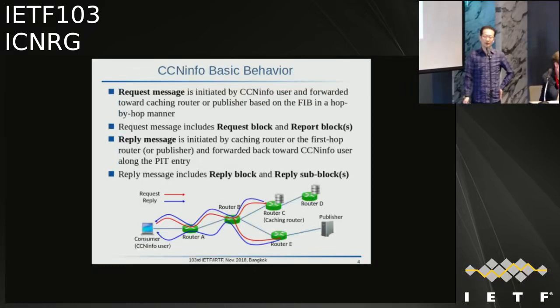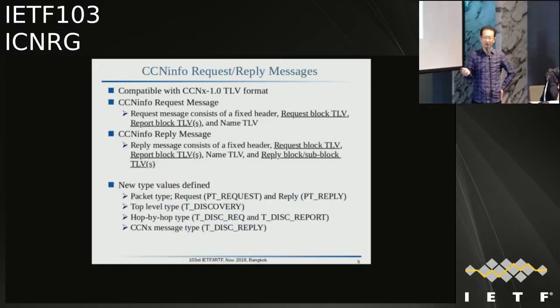So this is the basic behavior. CCNInfo consists of two messages. One is a request message and the other is a reply message. The request message is initiated by the CCNInfo user, which is usually a consumer, and forwarded toward the publisher based on the FIB entry in a hop-by-hop manner. The request message includes a request block and report blocks, which I will detail later. The reply message is initiated by a caching router, the first-hop router attached to the publisher, or the publisher itself, and forwarded back toward the CCNInfo user along the PIT entry. This reply message includes a reply block and reply sub-blocks, which are also detailed later.